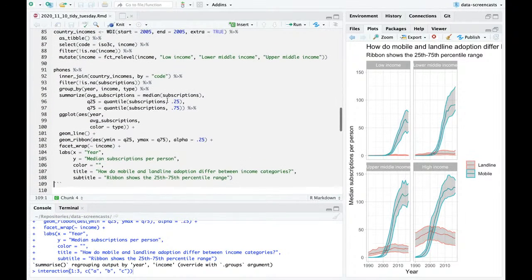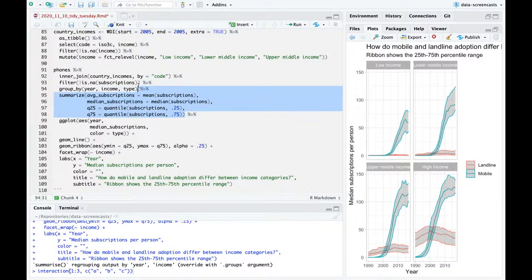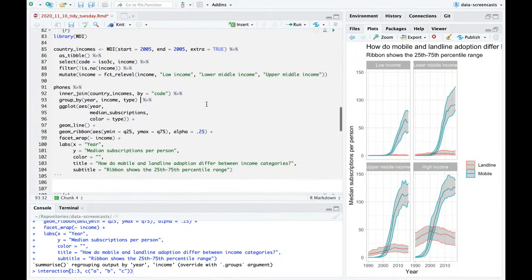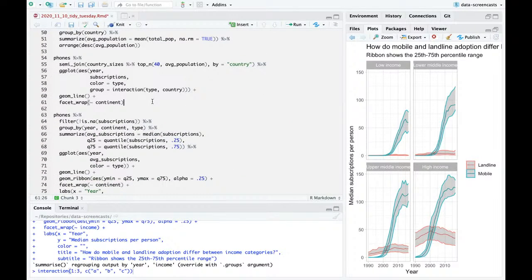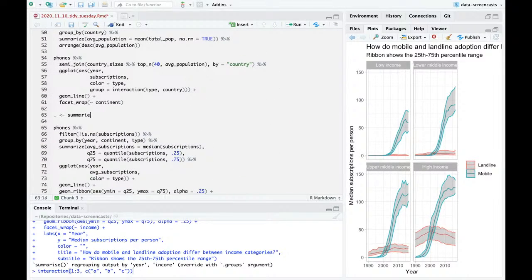So here we have our summarize operation. I'm going to do a couple things. I'm going to change this to median. I want to be very clear what's going on, so I want to say average subscriptions. And I'm going to pull this out. In fact, I'm going to bring in the filter. And then I'm going to call this summarize subscriptions, because I'm doing the same thing.